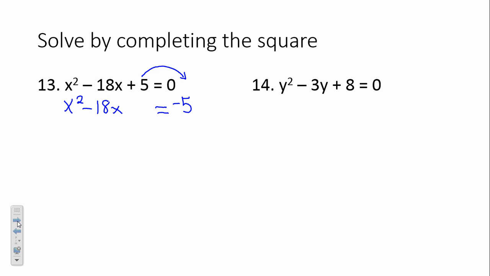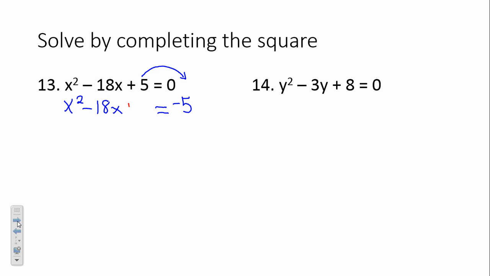Now, how do I make the left side a perfect square trinomial? We just did it in the last step. Don't worry about the right side. Half of the middle term is 9. Squared is 81.